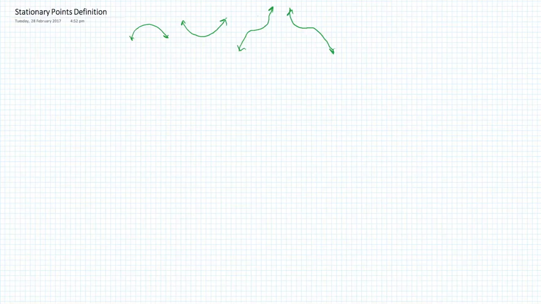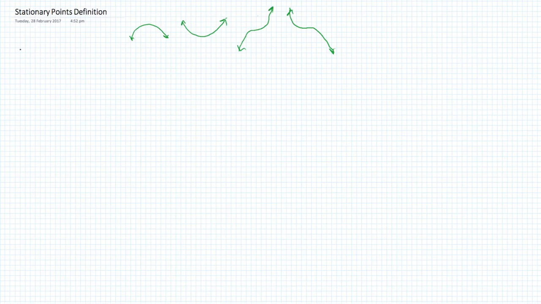So in this video I'm going to talk about stationary points, what they look like, how we define them, and I'm going to go through an example. I've drawn four functions here. Each of them has what we call a stationary point. Now we define a stationary point when the slope of the function is equal to 0.